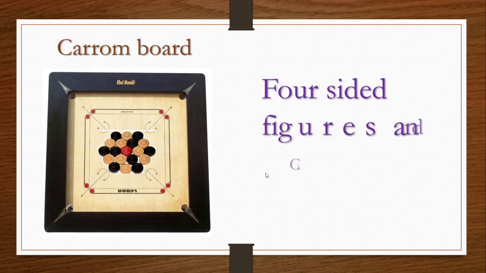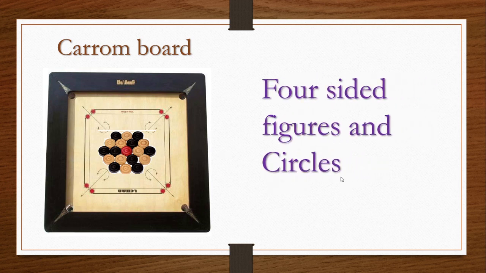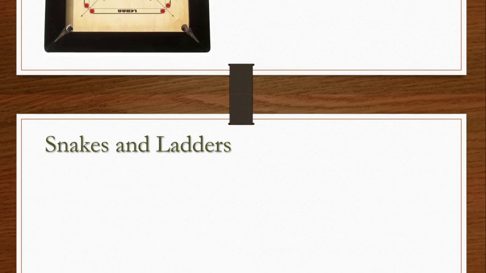Here we can write four-sided figures and circles you can see in this game. Am I right? Here also you can see the holes. They are round, or we can see the shape of a circle here. Right? We'll move to the next one.